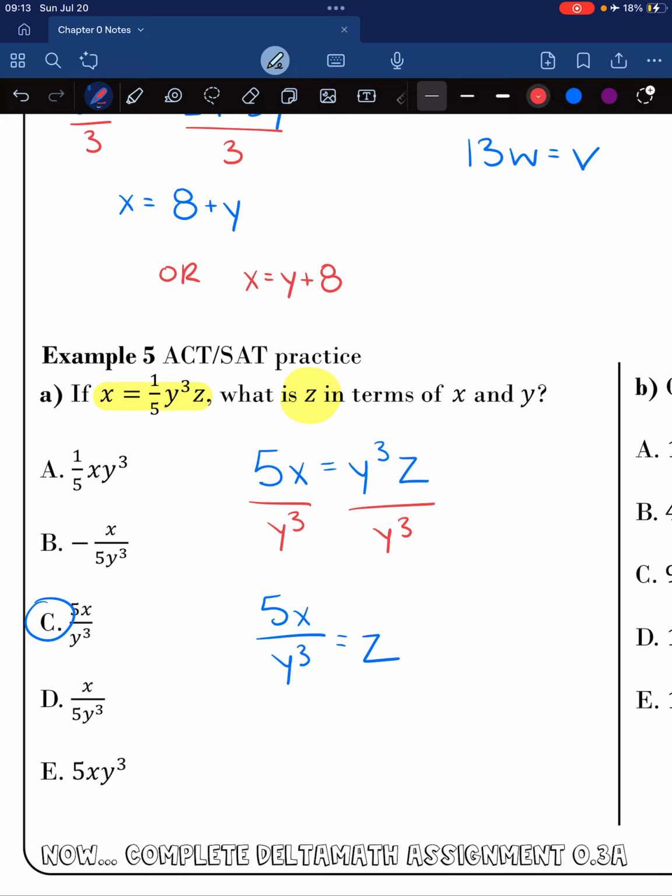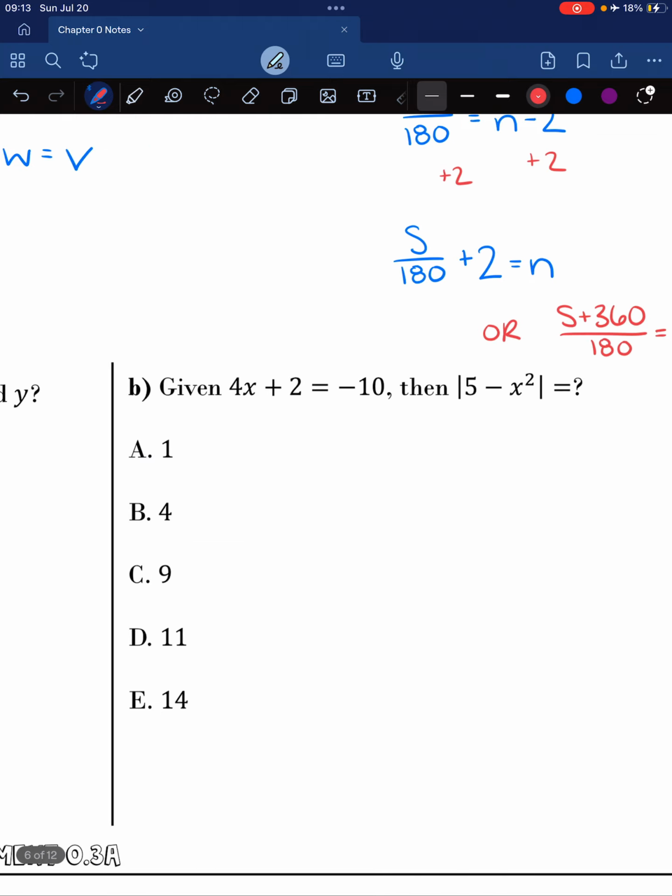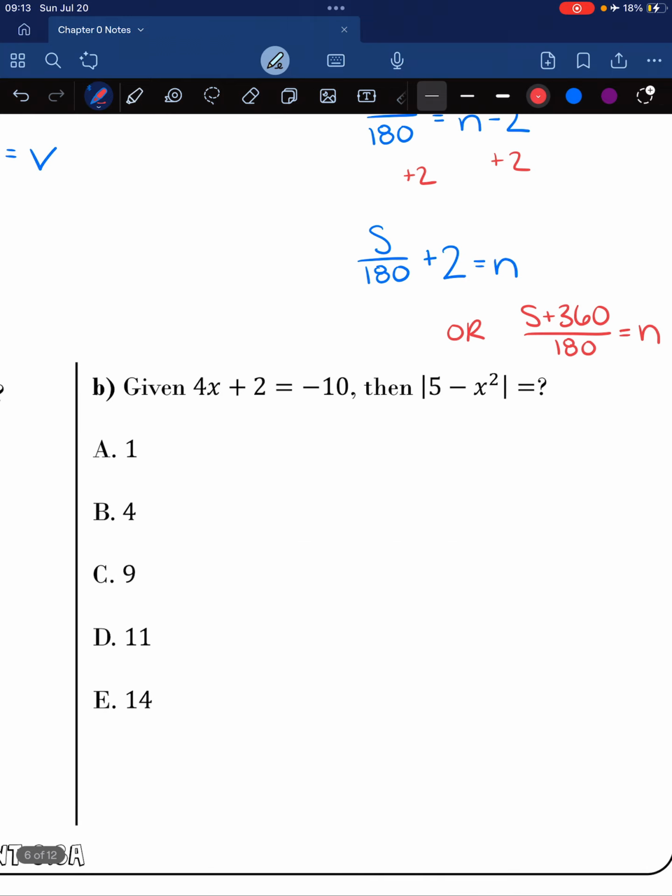And we could have narrowed it down from the beginning just with the, I know that the 5 and x need to be multiplied, so it's definitely not A, it's definitely not B, and it's definitely not D. I really only had 2 options where the 5 and the x were together, and then it's just a matter of, do I end up multiplying by y cubed or dividing by y cubed?